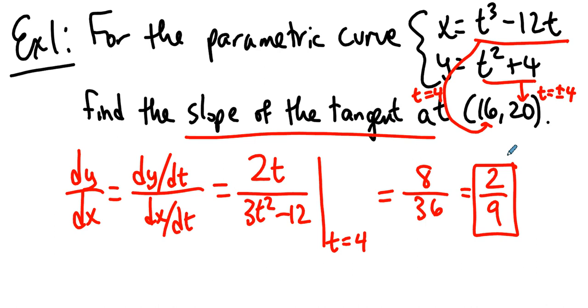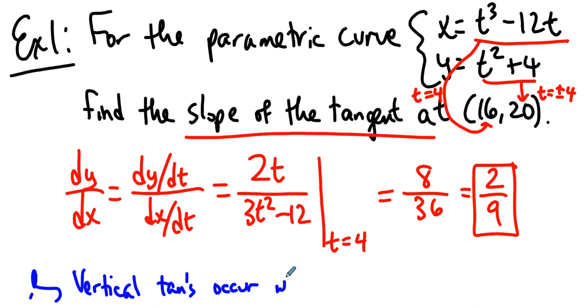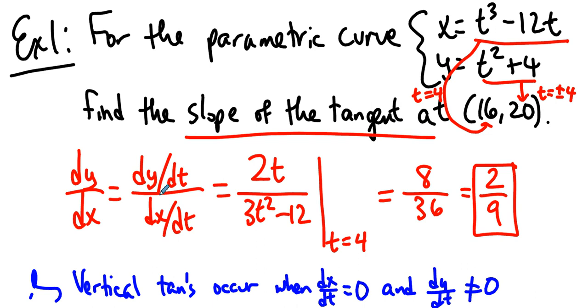Let's bring in our first side note. The thing that we note as an aside here, vertical tangents will occur when dx/dt is 0 and dy/dt is not. Why? Because that makes the denominator of a fraction 0 and the numerator of the same fraction not 0, and so the slope of the tangent would be undefined.